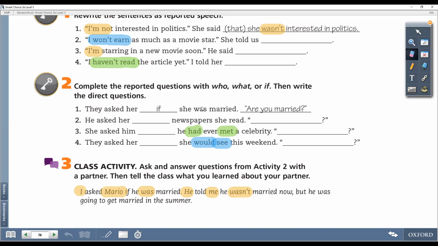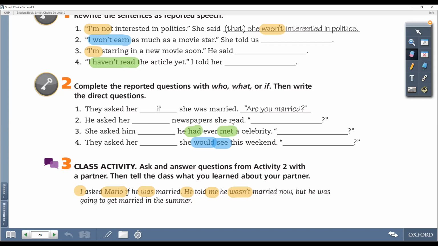So we are going backwards again. Simple past, simple present, okay? So he asked her what newspapers she read. That's the best one, okay? So here you could put, what newspapers do you read?